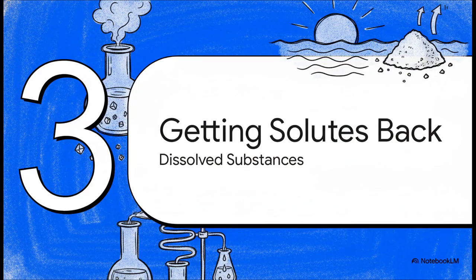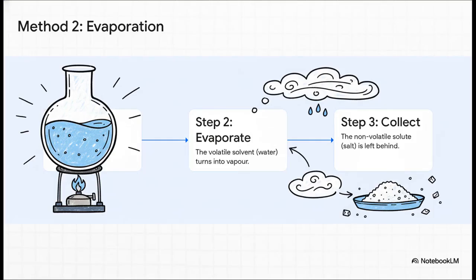So this brings us to our next big challenge. If we cannot use filtration for dissolved substances, then how do we get them back? How can we possibly get the salt back out of salt water? The answer is a method that I'm sure you have seen before: evaporation. It is very simple. First, we heat the solution. Now, water turns into vapor or steam very easily when it's heated. We say that water is volatile.